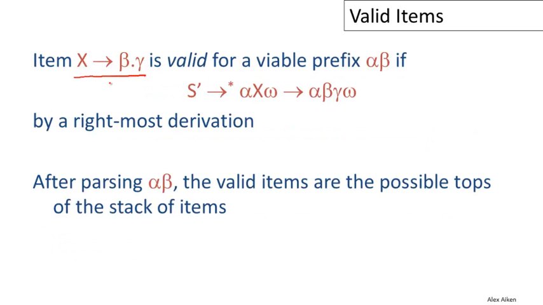We'll say that a given item is valid for a viable prefix alpha beta if the following is true. Beginning from the start symbol, this is our extra start symbol, and by a series of rightmost derivation steps, we can get to a configuration alpha X omega, and then in one step, X can go to beta gamma. And what this says is that after seeing alpha and beta on the stack, the valid items are the possible tops of the stack of items. That is, this item could be the termination state of the non-deterministic automaton.